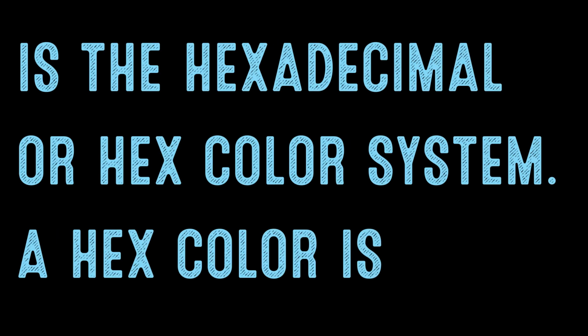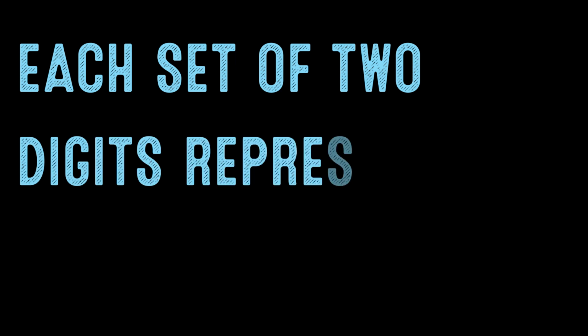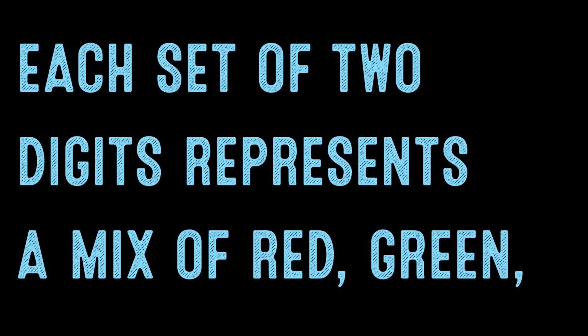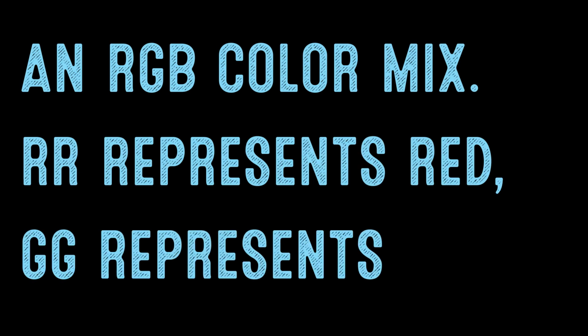The weekly code quiz. What is a hex color system? The final color system we will discuss this week is the hexadecimal or hex color system. A hex color is defined as a 6-digit combination of numbers and letters. Each set of 2 digits represents a mix of red, green, and blue. It is a shorthand method of writing out the RGB color mix.